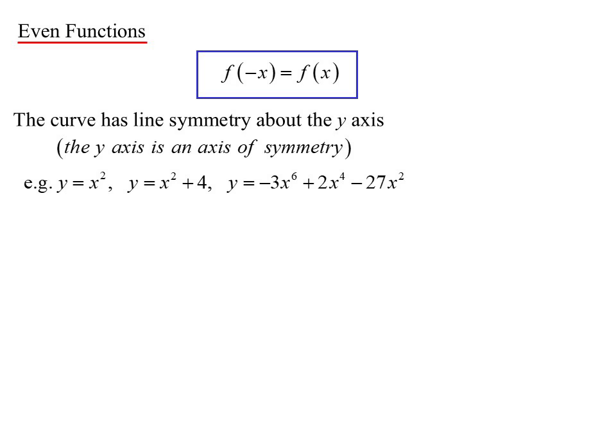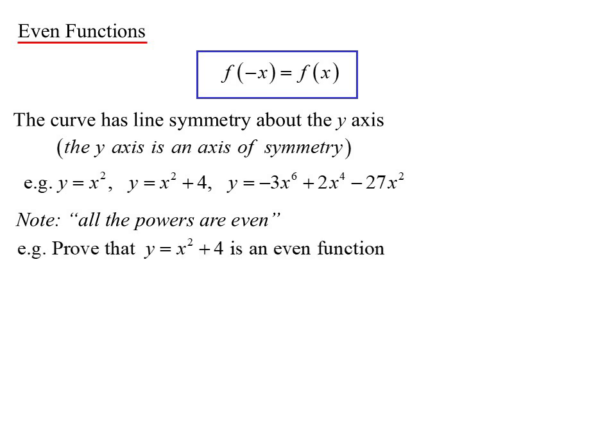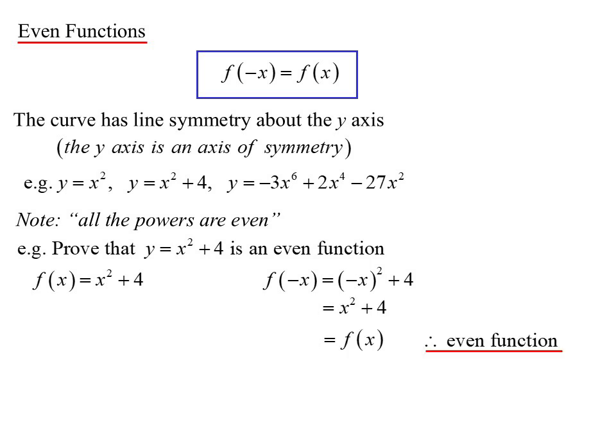In fact, again, when we're dealing with polynomials, if all the powers are even, it's got to be an even function. And for the sake of it, constants, of course, we're thinking x to the power of 0, and we say, well, 0 is an even number, so it works. So if I have to prove it's an even function, there's the function. Again, let's investigate what happens when we substitute in negative x. If I square a negative number, it's going to become positive. So x squared plus 4, oh look, that is the same as function x. Therefore, we do have an even function.